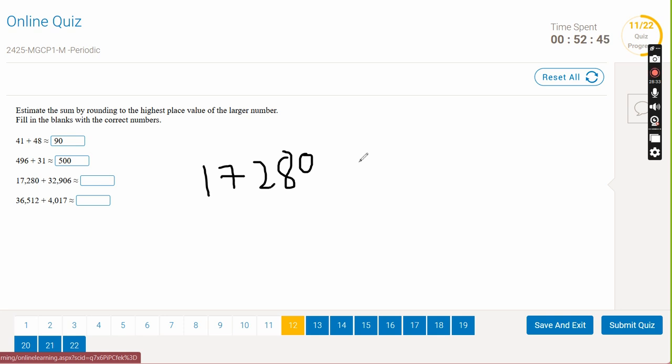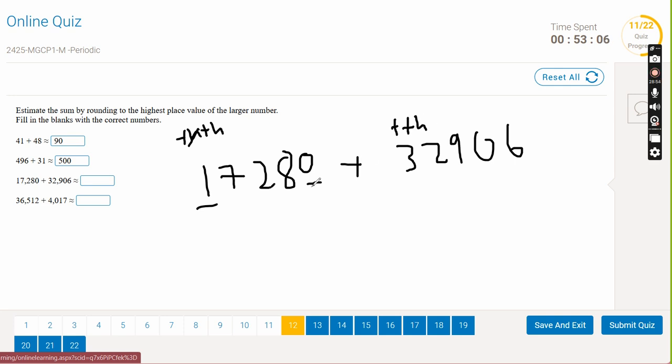The next one is 17,280 plus 32,906. Now here, both of them have the same highest base value, so you can do that here. What do I mean by both of them? Here it's ten thousands, and the same thing is here, ten thousands. So we'll be looking at the number beside it for both of them.